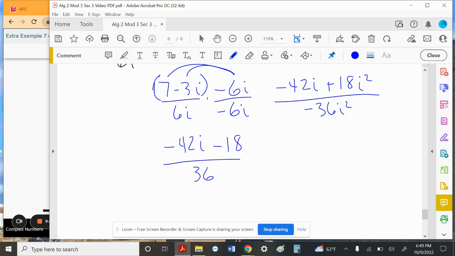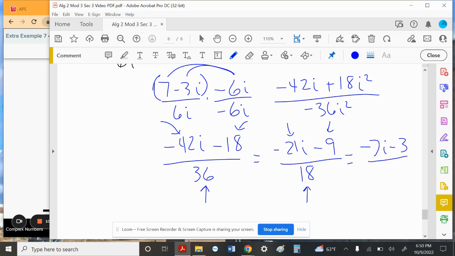And then we have to reduce. Now when we're reducing, everything that we find has to go into all three numbers. So I know that 2 goes into all of them. So that's negative 21i minus 9 all over, and then that divided in half is 18. Okay, so we factored out a 2 out of all of them. Now we can see that 3 goes into all of them. So we're going to do it again. So that's negative 7i minus 3 all over. 3 goes into that 6 times. So it'd be negative 7i minus 3 over 6.